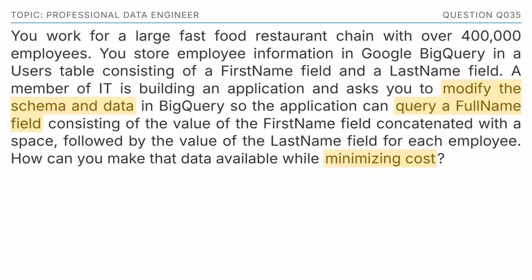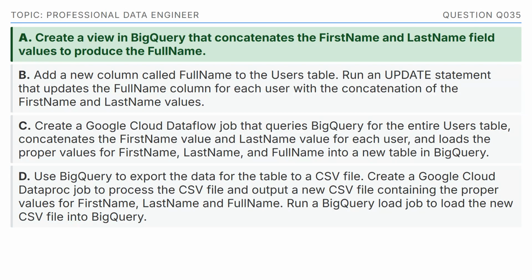To arrive at the correct answer, we focus on the keywords: modify the schema and data, query a full name field, minimizing cost. The correct answer is option A. Create a view in BigQuery that concatenates the first name and last name field values to produce the full name.